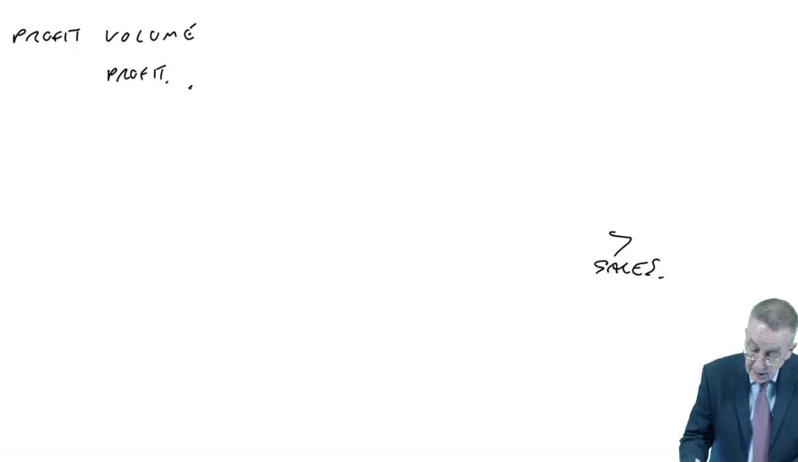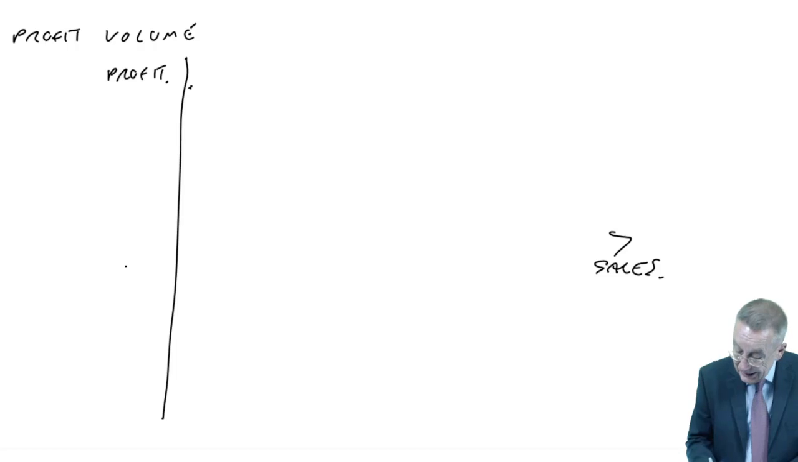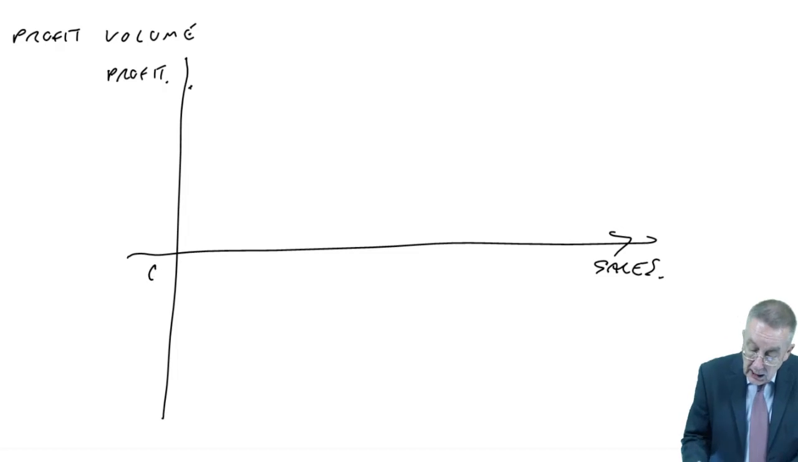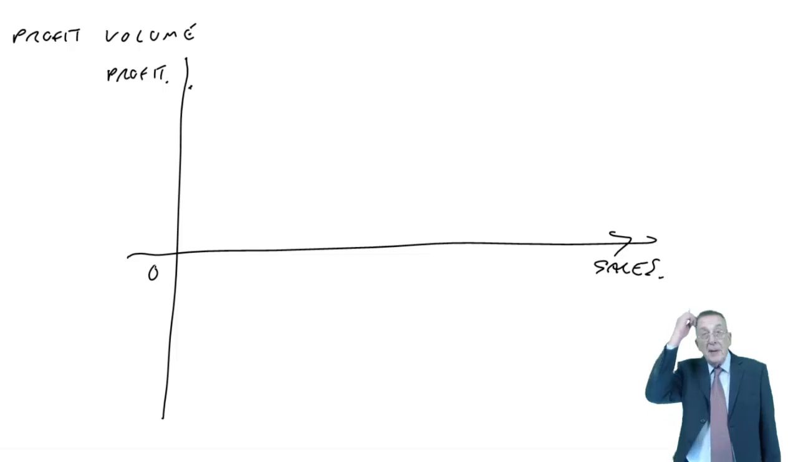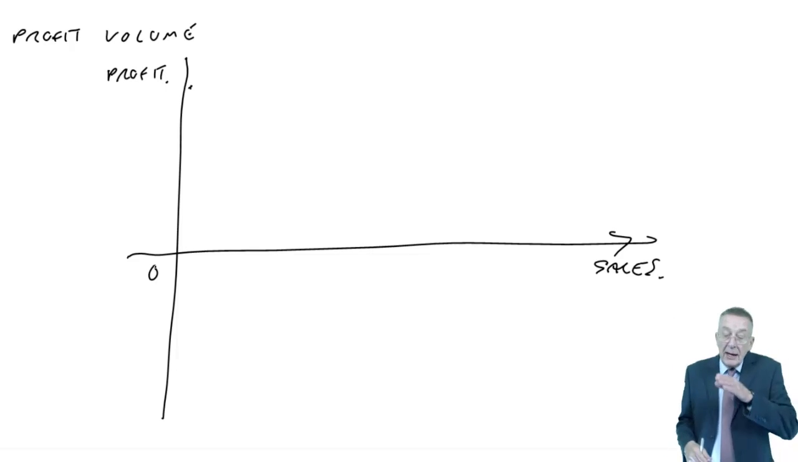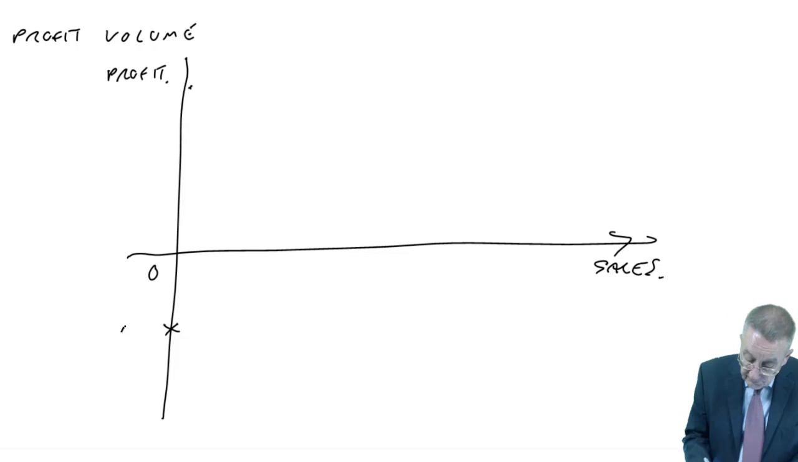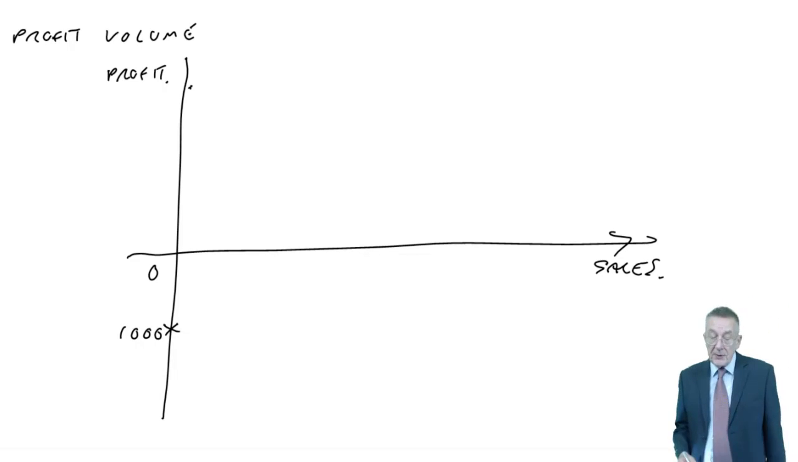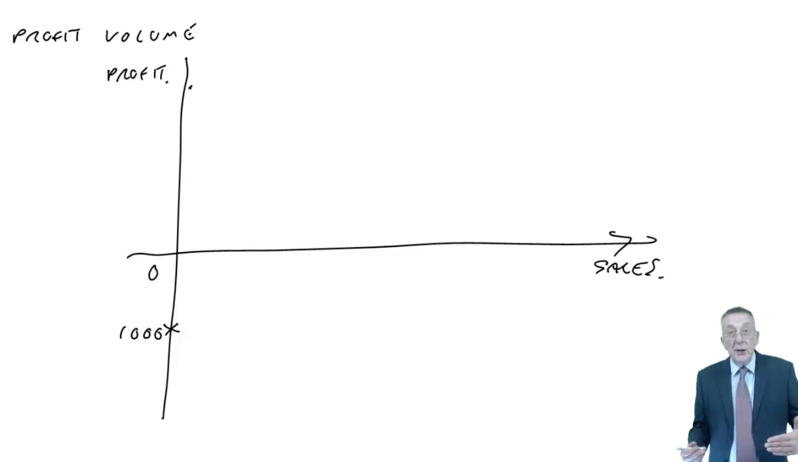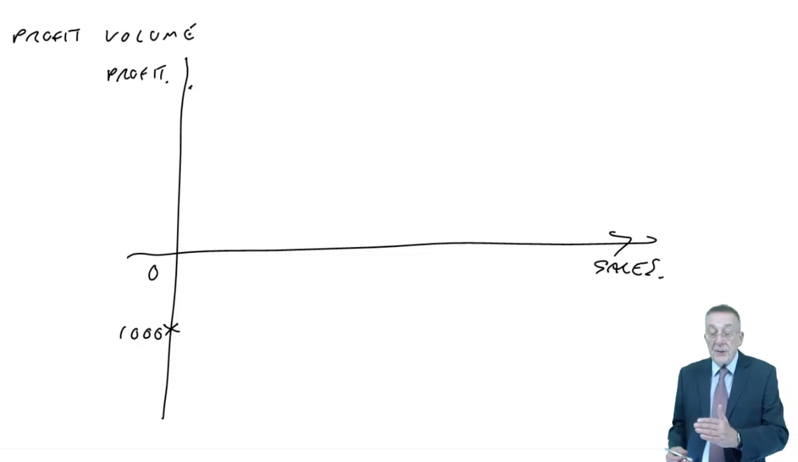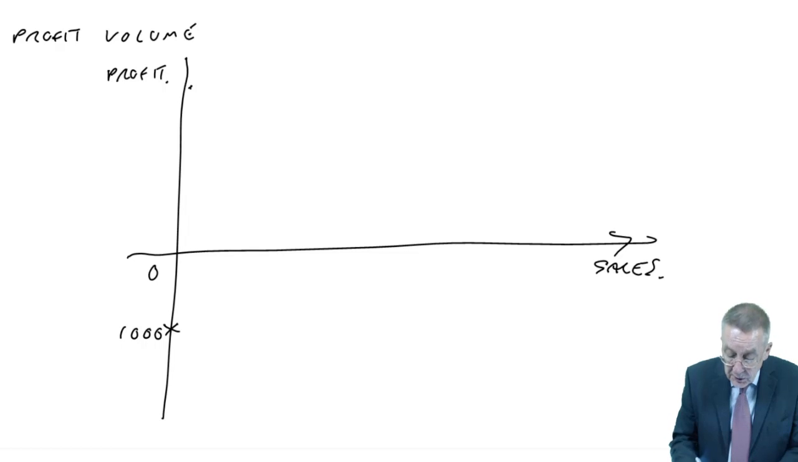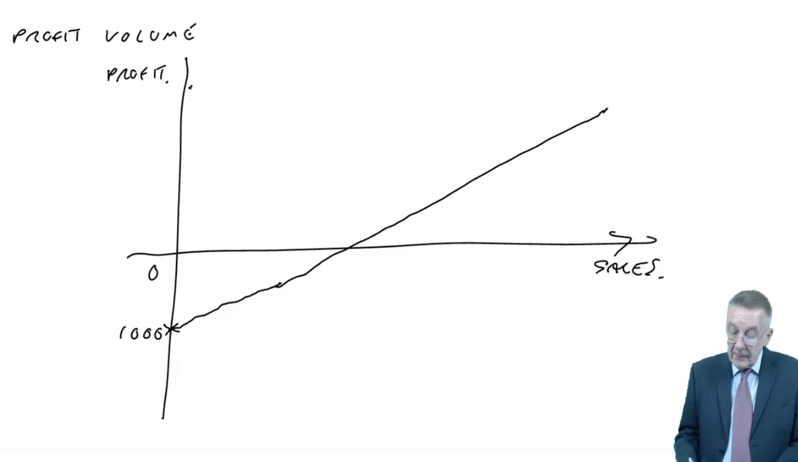Well, of course, if we sell no units, what will the profit be? Well, of course, you have no revenue, you have no variable costs, but you have got your fixed costs of 1,000. And so you'll make a loss of 1,000. As you start selling units, well, you've always got your fixed costs, but we start earning a contribution, and surely as a result, the loss will reduce and we'll eventually start making a profit.